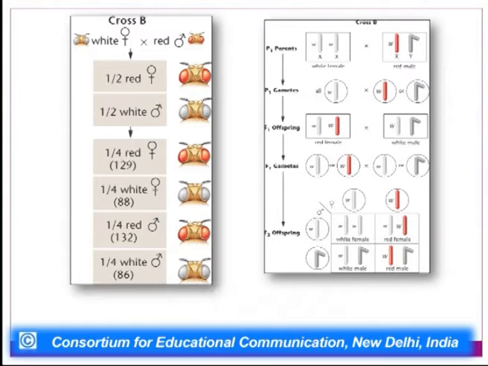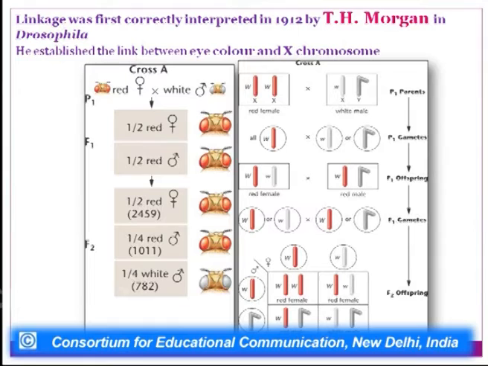So the two reciprocal crosses, the result of the F2 offspring, clearly state that this eye color gene is lying on the X chromosome. Wherever the X chromosome is going, this eye color is also going, because it is located on the X chromosome, so it is said to be X-linked. So this eye color is an X-linked gene.